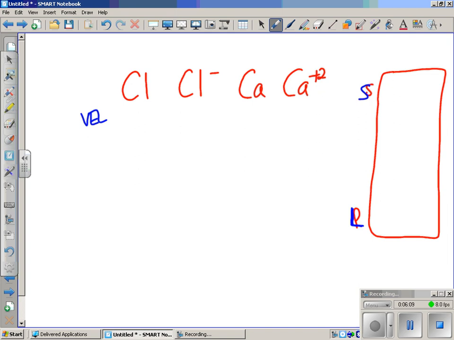So valence energy level. Now chlorine, just regular chlorine, is going to be third energy level. Chlorine with a -1 is acting like argon, which is also third energy level. Calcium is on fourth energy level. And calcium with a +2 is actually acting like argon, right? Because it lost 2 electrons. So that would be third energy level.